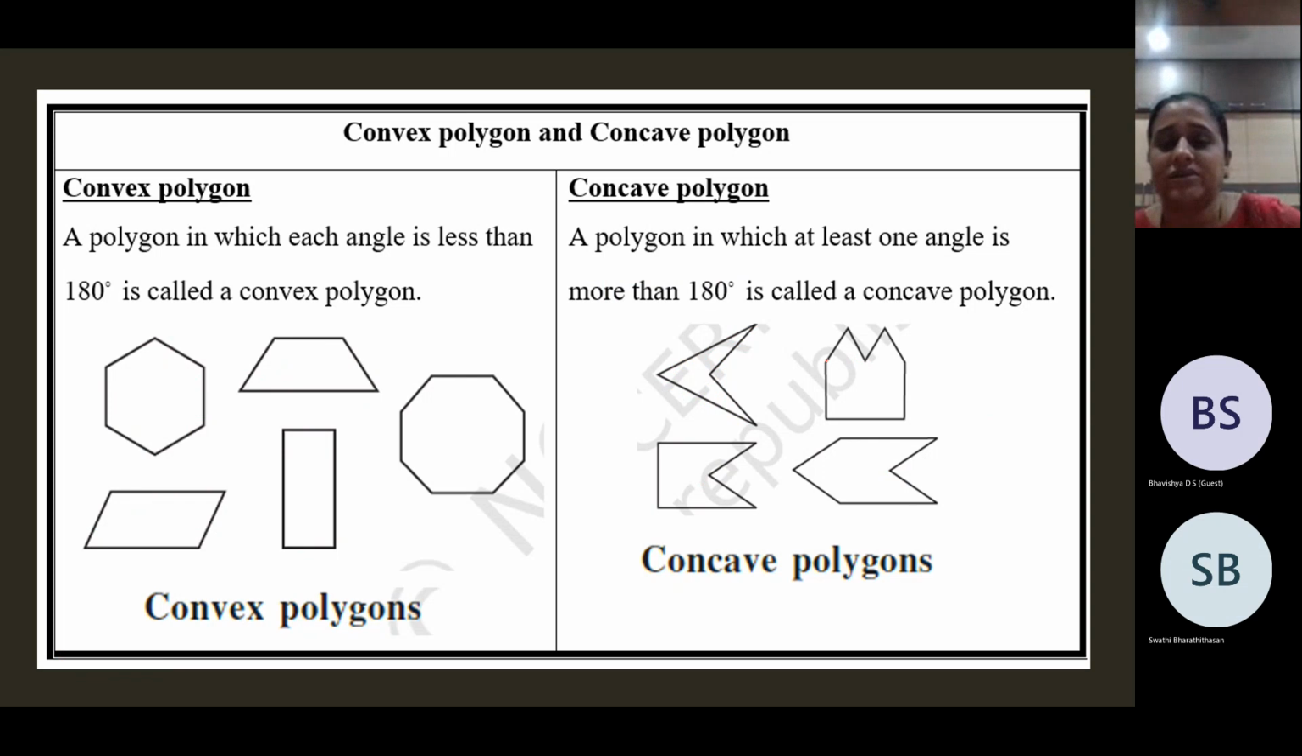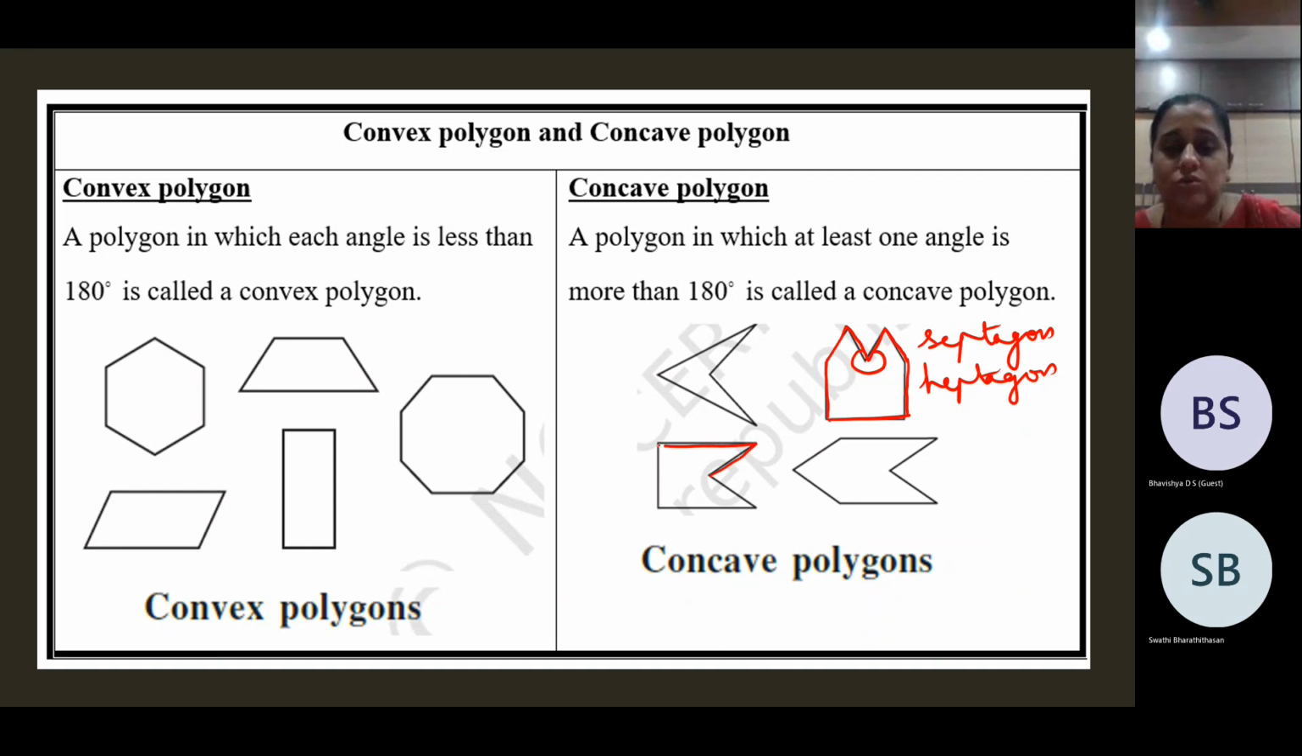Now this one has how many sides? 1, 2, 3, 4, 5, 6, 7. So this one is a septagon, or a heptagon. There are 7 sides. Now see the measure of this angle. This angle is a reflex angle. Its measure will be more than 180 degrees. So it is a concave heptagon.